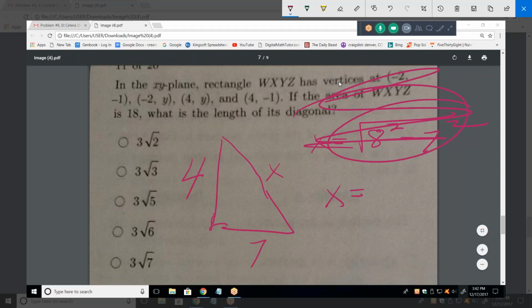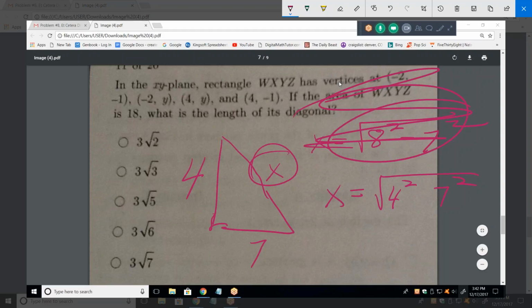Okay, so x would equal the square root of 4 squared plus 7 squared? Yes. The hypotenuse is the biggest side of that triangle, so you're going to have to be adding. Whoops. So here's a question for you. Put that plus or minus in there.